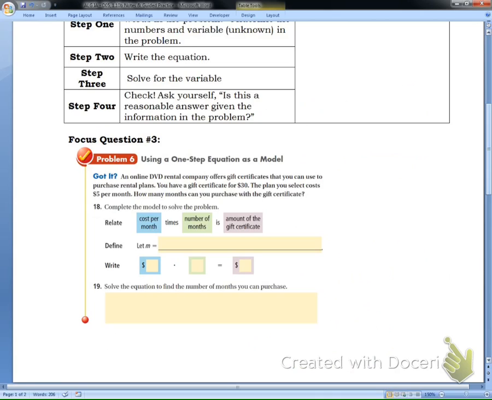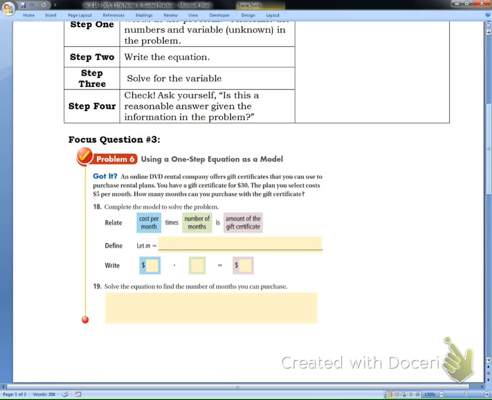So the question says, an online DVD rental company offers gift certificates that you can use to purchase rental plans. You have a gift certificate for $30. The plan you select costs $5 a month. How many months can you purchase with the gift certificate? So we know how many months can we use this gift certificate. So you can see here they've made a model of the problem, of the story here, and that's what an equation is. It's a model representing a story.